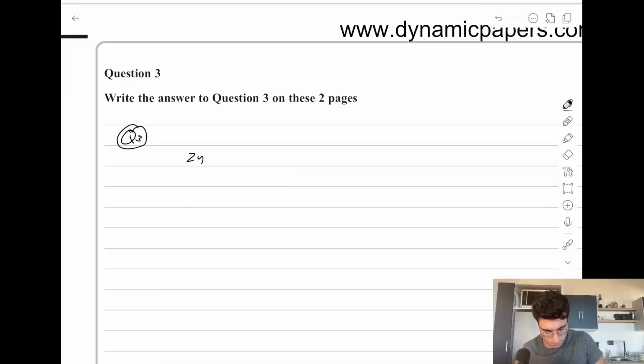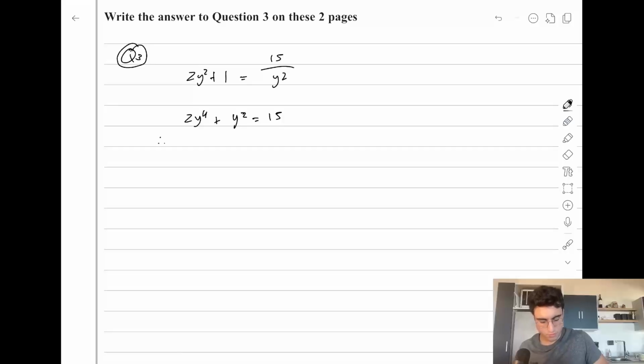So 2y squared plus 1 is equal to 15 over y squared. First thing I'm going to do is multiply the y squared over to the other side. So therefore we get 2y to the 4 plus y squared is equal to 15, which means therefore 2y to the 4 plus y squared minus 15 is equal to 0.